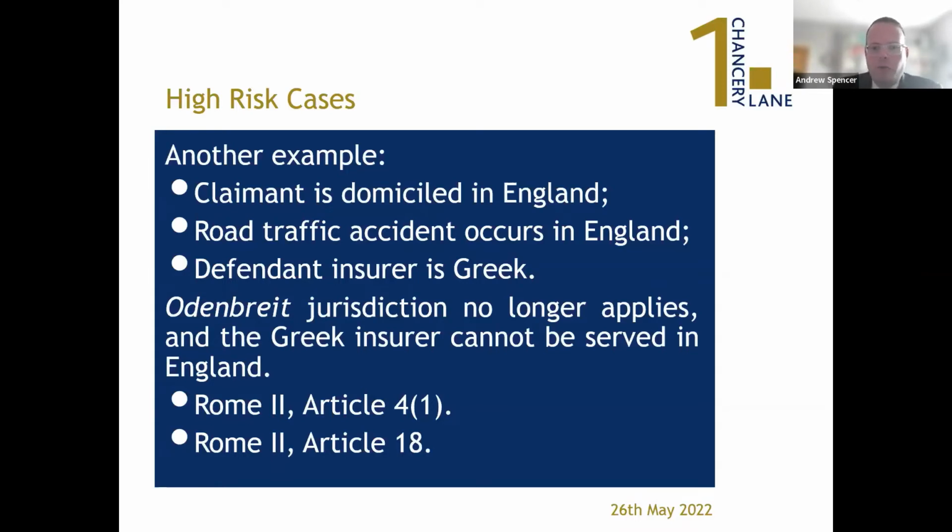we can't rely on the Odenbright jurisdiction anymore, and the Greek insurer can't be served in England. So this is a situation that used to be very straightforward before the end of the Brexit implementation period and is now much more difficult. So if we look at Article 4.1 of Rome 2, that tells us that the law of the accident is English law. And that doesn't really help us because English law doesn't provide a direct right of action against a Greek insurer like this. The European Community's Rights Against Insurers Regulations 2002 only cover vehicles normally based in the UK.